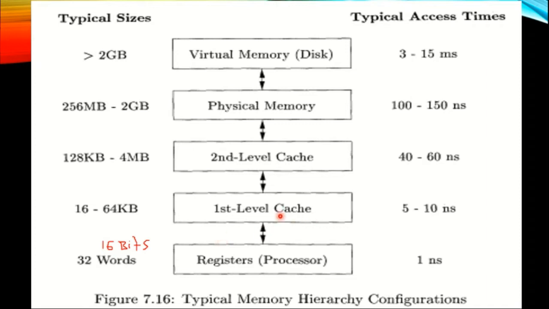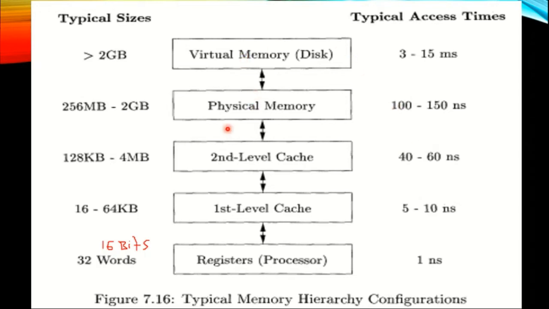And next, first level cache. The size of this first level cache is from 16 KB to 64 KB, and its execution time can take 5 to 10 nanoseconds. And the next one is the second level cache memory. This second level cache memory can be available from 128 KB to 4 MB. And whenever we use the second level cache memory to execute or process any instruction, it can take from 40 to 60 nanoseconds to complete that particular instruction execution or processing.